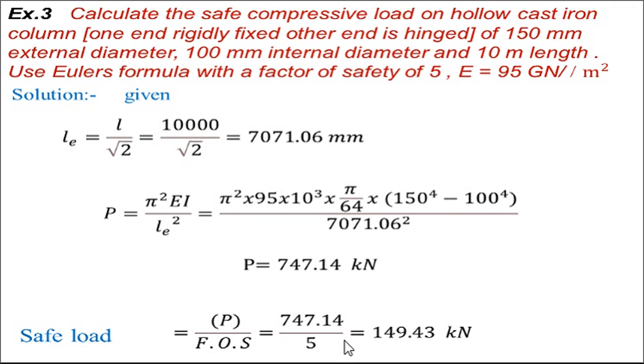In the problem it is given 10 meter, so you convert it into mm by multiplying by 1000, so we get 10,000 mm. Okay, it's converted, divided by root 2. If you do the calculation on the calculator, your value will be 7071.06 mm. So this is the equivalent length or effective length of the column.